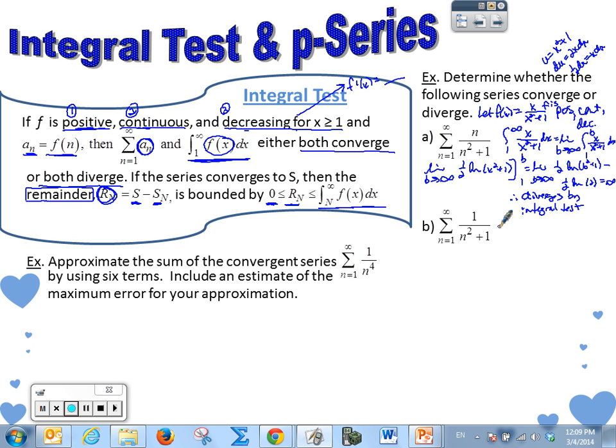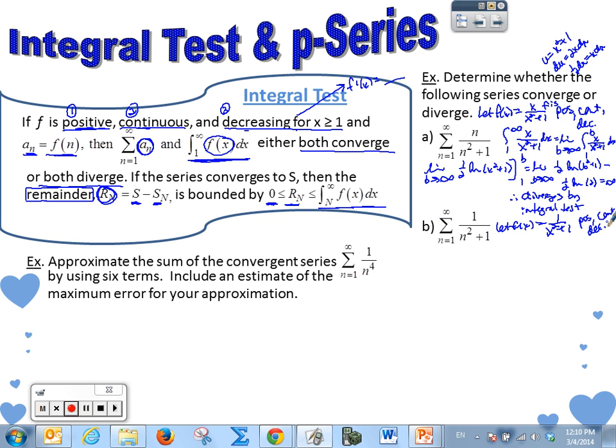So we started out the same way. Let f of x equal 1 over x squared plus 1. So we look at it and we say, okay, is this going to be positive for all of these terms from 1 to infinity? Yes, it's positive. Is it going to be continuous from 1 to infinity? Yes, it's continuous. Is it decreasing? We can probably do this one by inspection also and not have to do the derivative. If I put a 1 in, I get 1/2. If I put a 2 in, I get, what, 1/5. The numbers are getting smaller, so it's decreasing. So it is decreasing. So we are eligible to do the integral test. Okay. So let's do that.